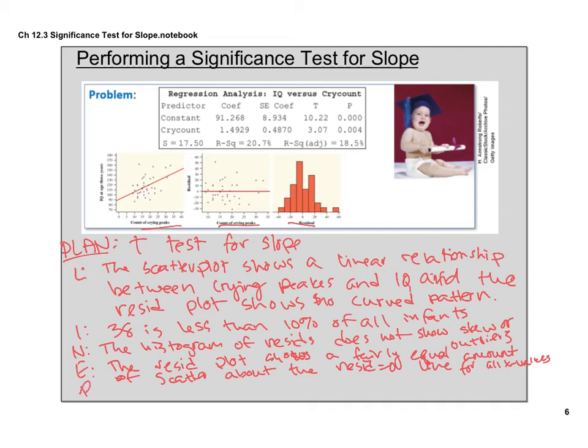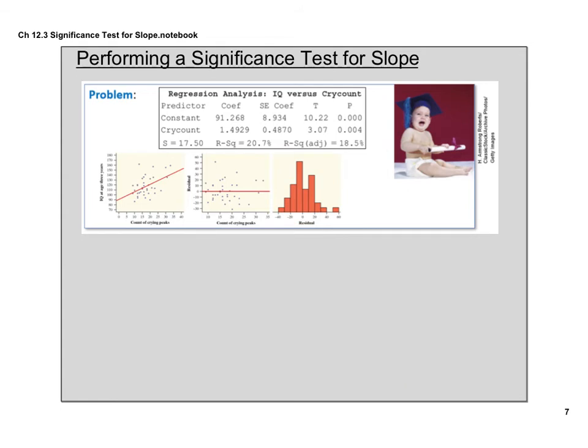Okay, and then the last one, random assignment. This is a random sample of 38 infants. All right, there's our conditions. Holy buckets, those take a while. Here we go. So now let's talk about the do statement.